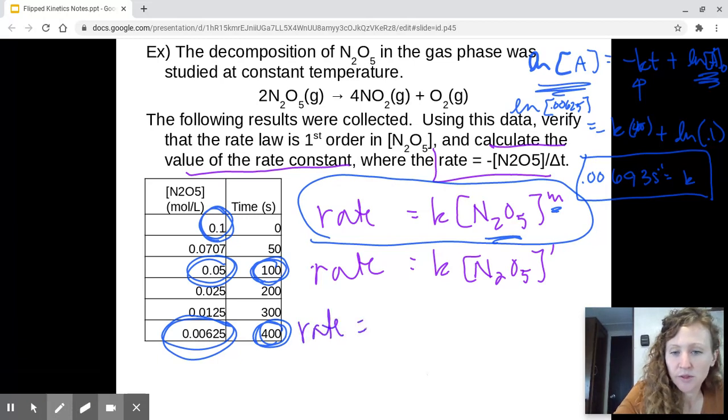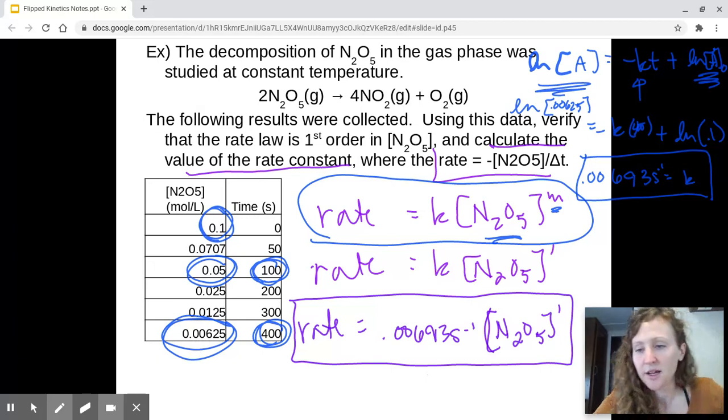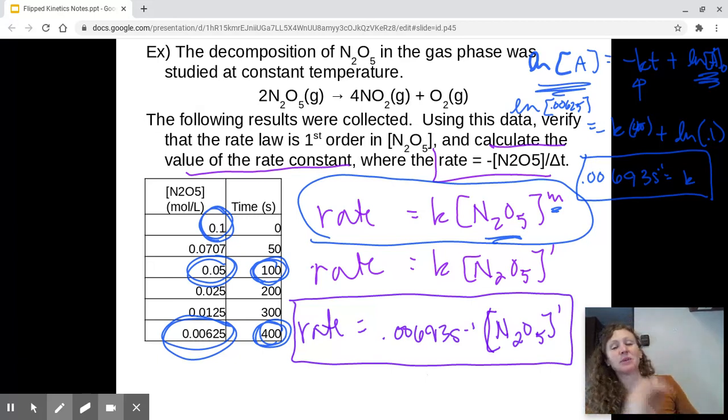Rate equals 0.00693 seconds to the negative first, brackets, N2O5 to the first. That is our completed rate law expression. Ta-da! Okay, so let's take a minute and recap.